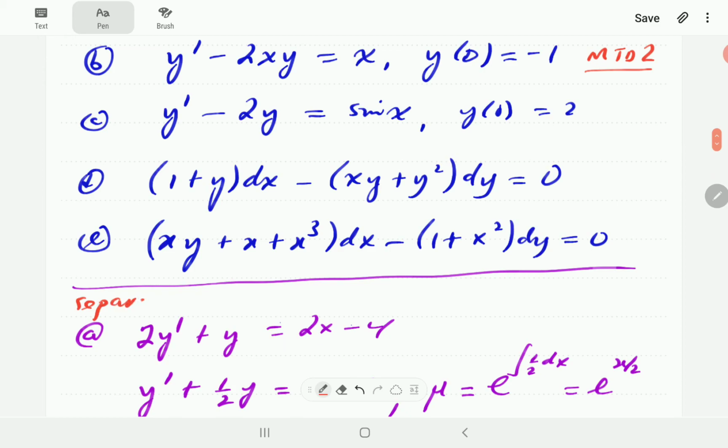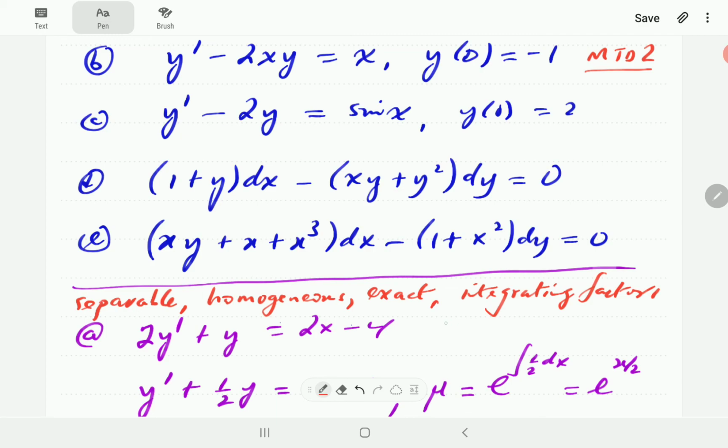that we've covered so far. We've covered separable equations, we've covered homogeneous equations, we've covered exact equations, and then we've covered equations that can be evaluated using integrating factors, and then now we've covered linear. We've just evaluated this as a linear ODE.